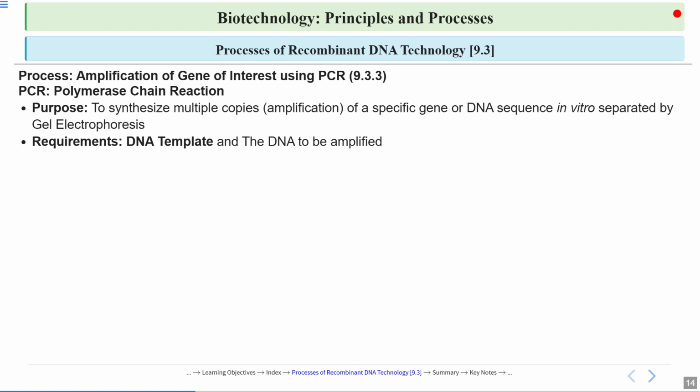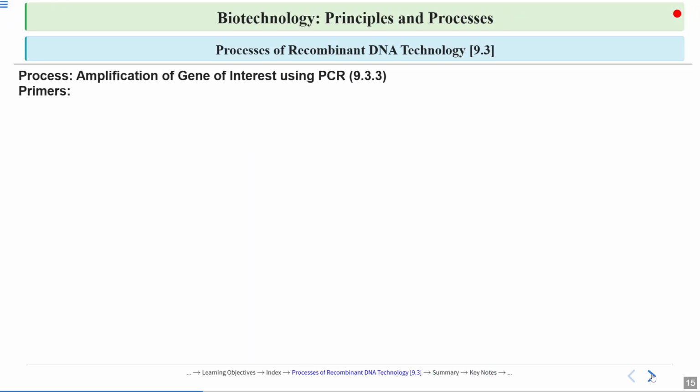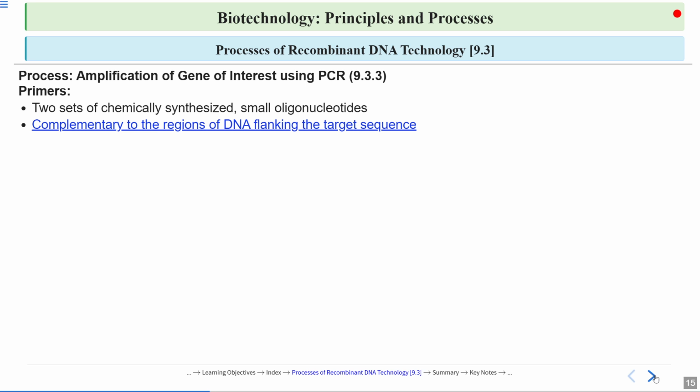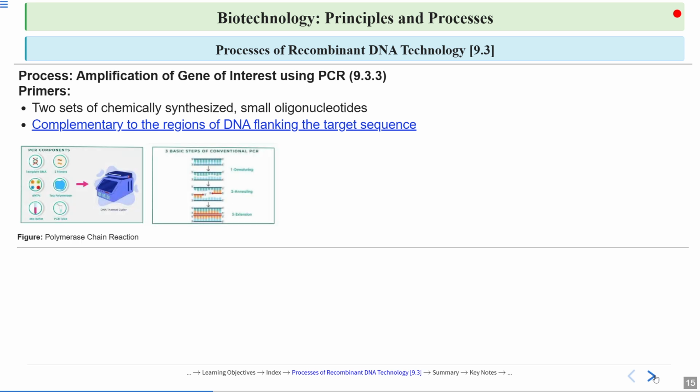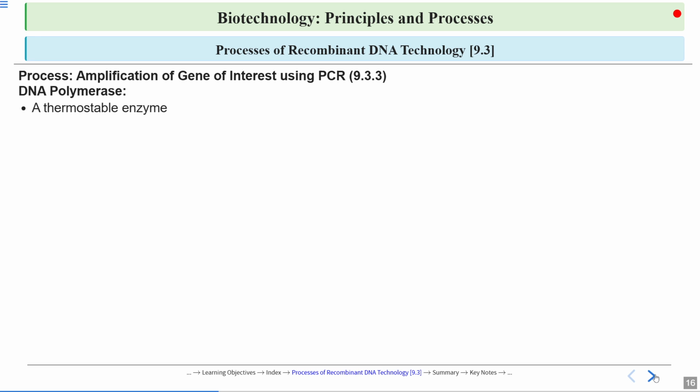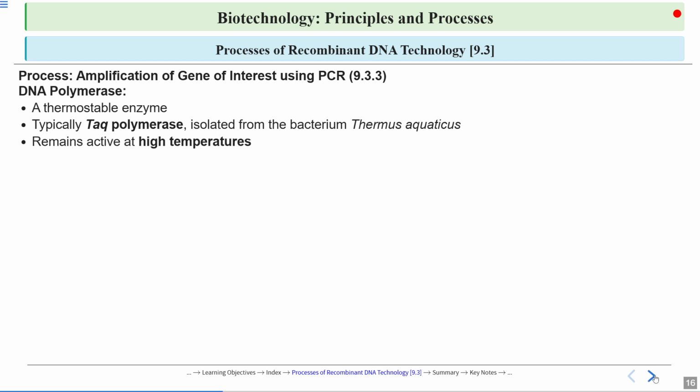What are the requirements? As I have told, this DNA template, that DNA that needs to be amplified; primers, which are two sets of chemically synthesized small oligonucleotides which are complementary to the regions of our DNA; DNA polymerase, which is a thermostable enzyme, typically Taq polymerase, isolated from the bacterium Thermus aquaticus. It remains active at high temperature. And the nucleotides which DNA polymerase is going to add to the primer and synthesize the new DNA strands.